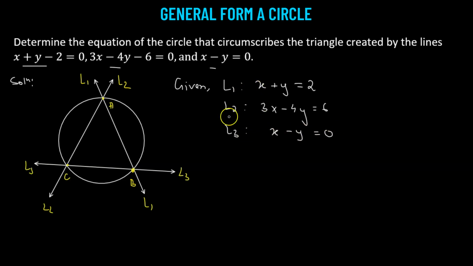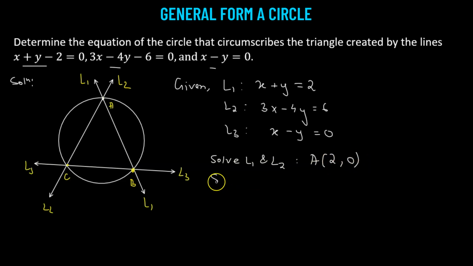Now if we solve line 1 and 2, when we solve the two equations, because that's a very straightforward simultaneous linear equation in 2 variables, that's going to give us the values of x and y. And that x and y is nothing but the intersection point A, or the coordinates of point A. I'm leaving that as an exercise for you to try out. So point A comes out to be (2, 0).